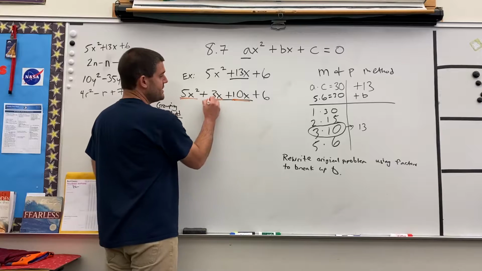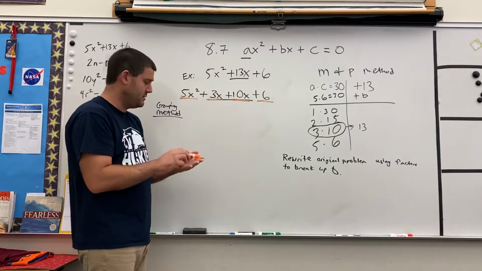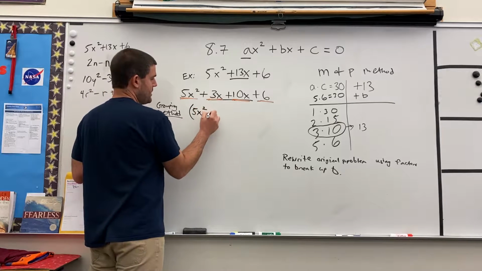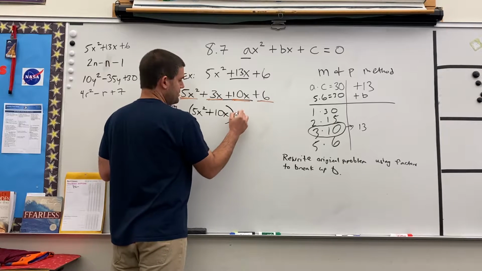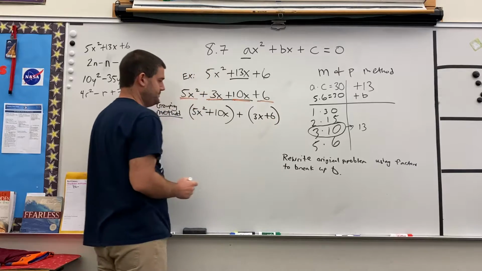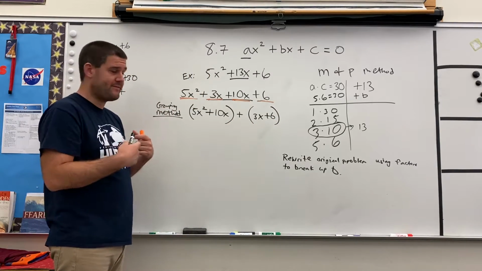And I notice that the 3x and the 6 have a common factor of 3. So let's put them together. 5x squared plus 10x, parentheses, plus 3x plus 6. Okay, now for each parenthesis, remove whatever that factor is.